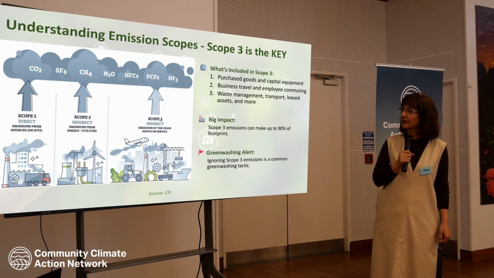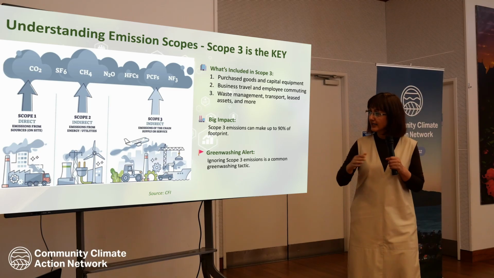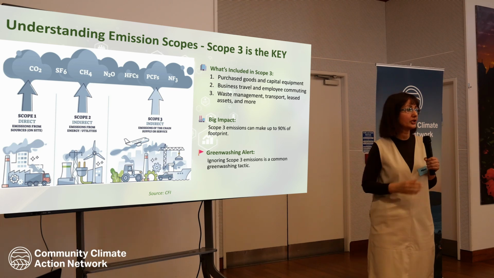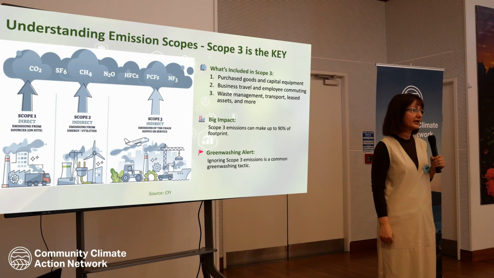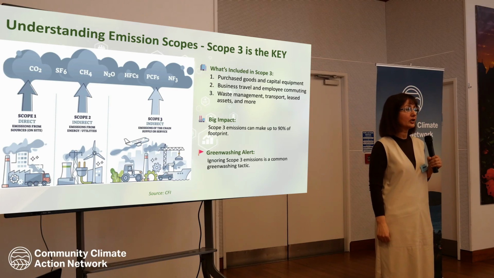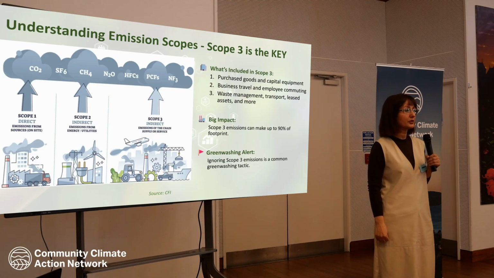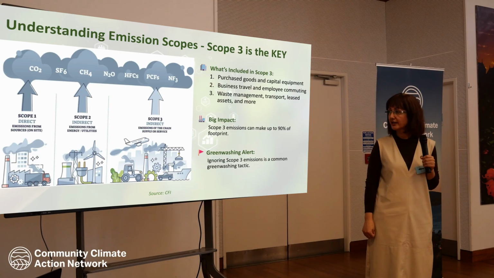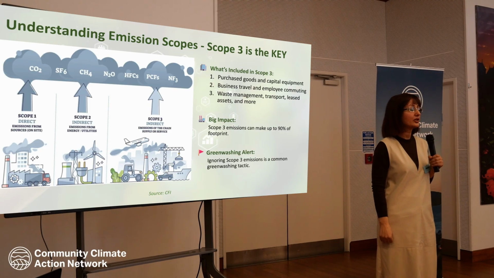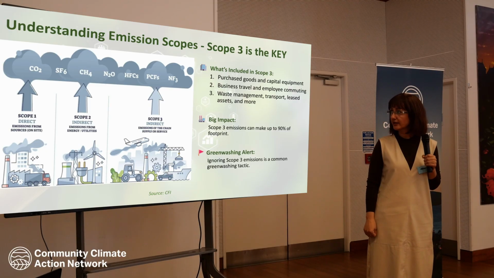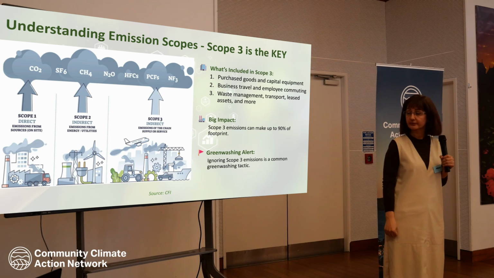Now let's take a quick look at the emission scopes outlined by the GHG protocol. As you can see, there are three scopes for emissions. Scope 1, direct emissions from sources you own, like your company's vehicles that run on petrol. Scope 2, indirect emissions from consumption of purchased electricity, like office lighting. Scope 3, indirect emissions across your supply chain. It represents up to 90% of your company's total emissions.